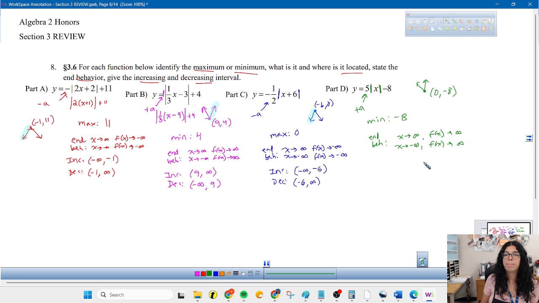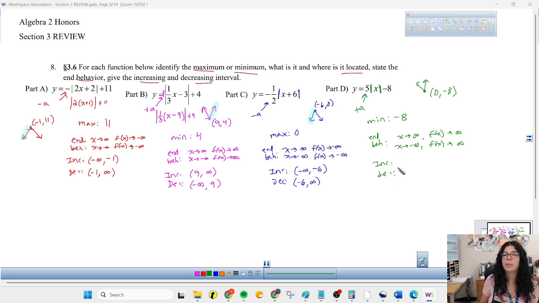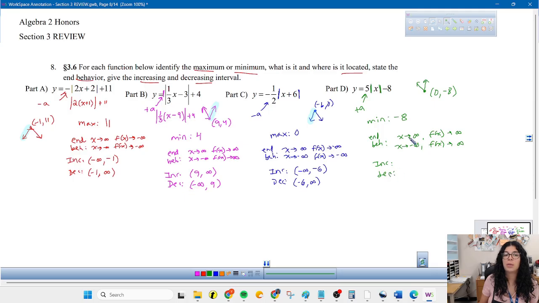Both ends go up. Last, increasing, decreasing, which matches the increasing, decreasing of part B, because it is upward facing. So the right side of the absolute value V shape is the one that is increasing. So from that x value of the vertex, 0, to positive infinity on the right is increasing, and from negative infinity to 0, it is decreasing.